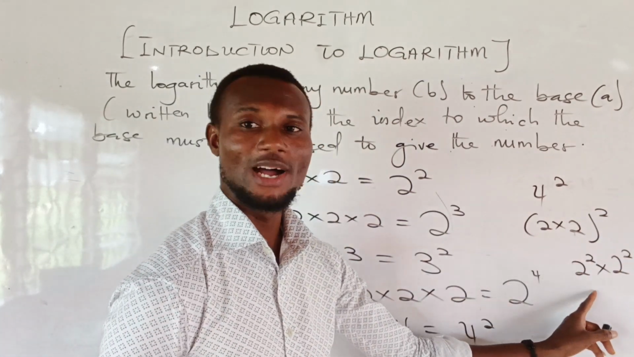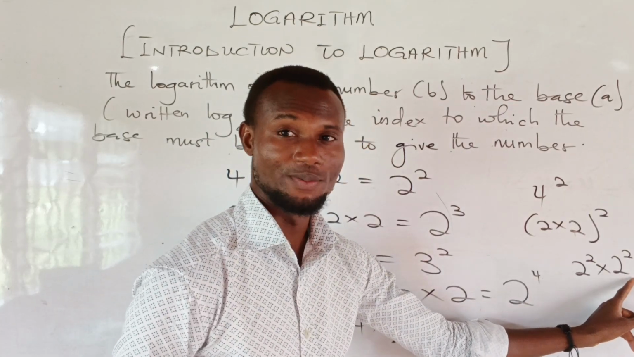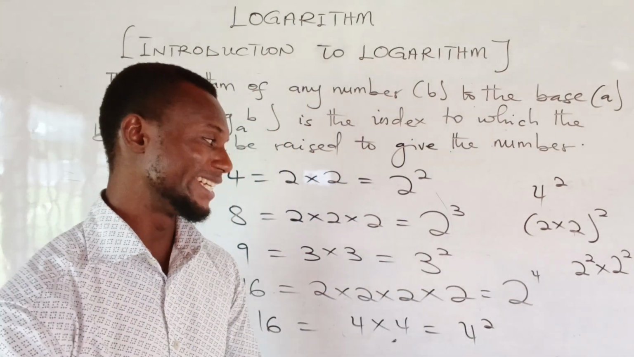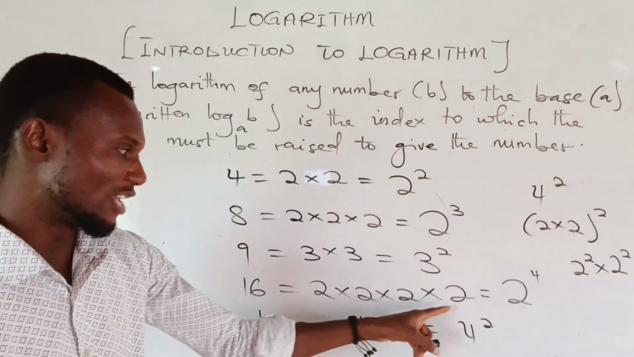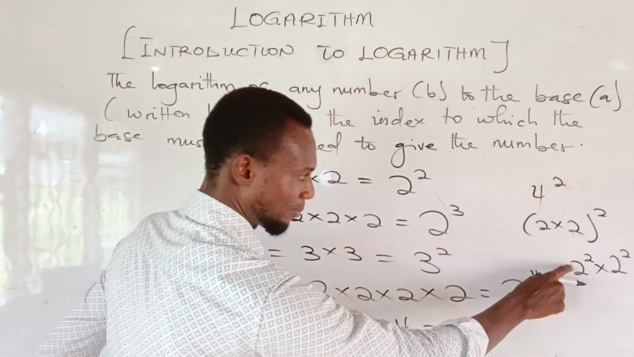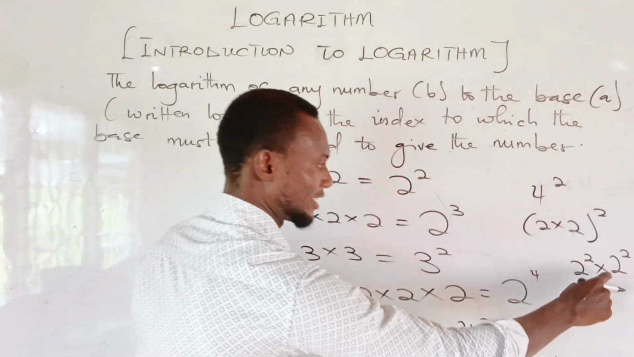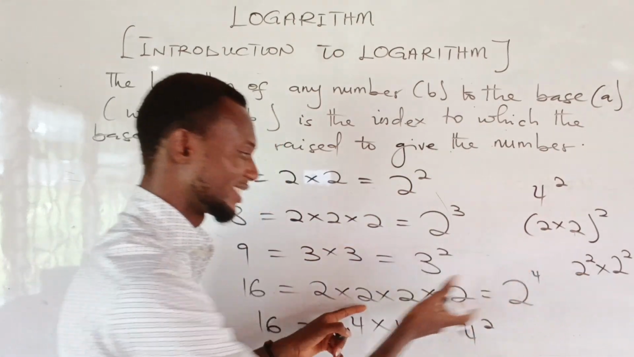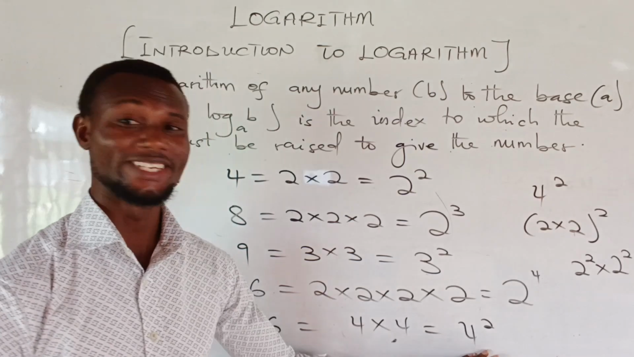Now, 2 to the power 2 means what? 2 times 2. And this 2 to the power 2 also means what? 2 times 2. So it becomes 2 multiplying itself 4 times, which results in the same 16 as we've done here. Look at it, 2 to the power 2, you break it down, it means 2 times 2. And this 2 to the power 2 also means 2 times 2. So it results in the same thing. So this is just the simplified form of this.